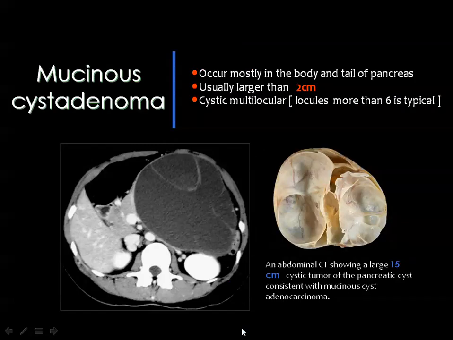But if you detect mural nodules, then you are dealing with the malignant version of this tumor, the mucinous cystadenocarcinoma, for example. This is a good example of mucinous cystadenoma, a big cystic lesion in the region of the pancreatic tail, and you can see fine internal septations inside the lesion. If you detect mural nodules, then you suspect that this is the carcinoma type, not the benign form.